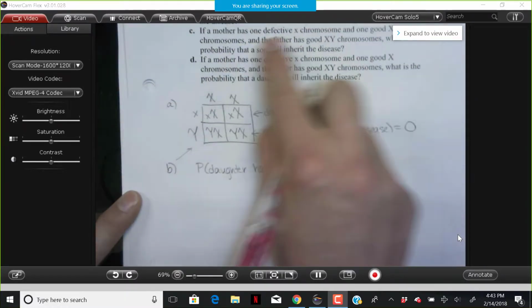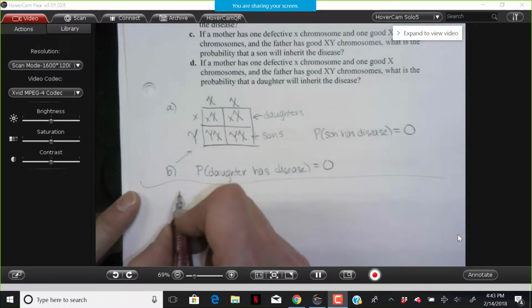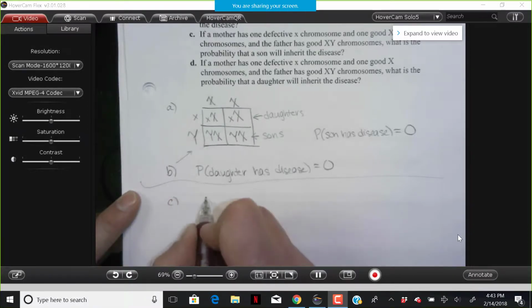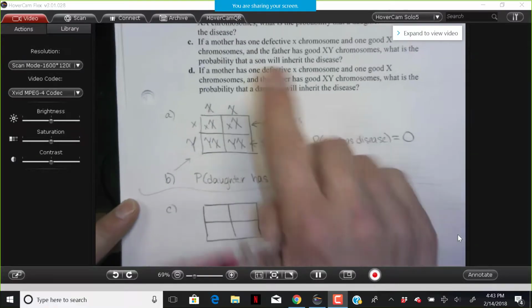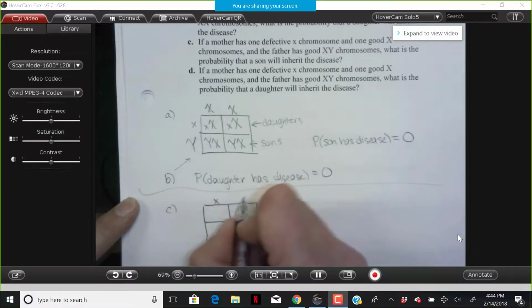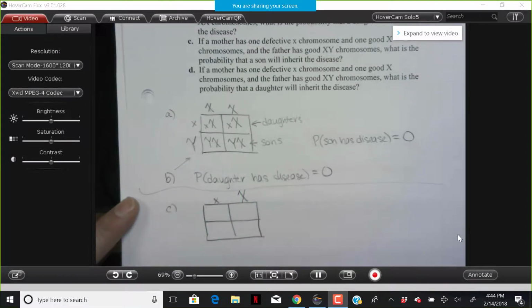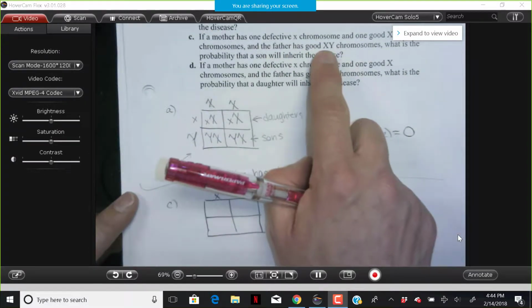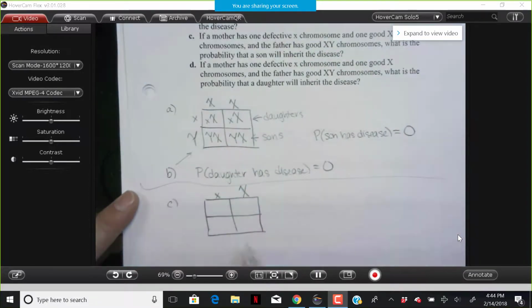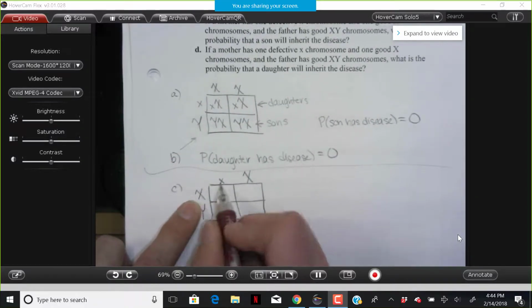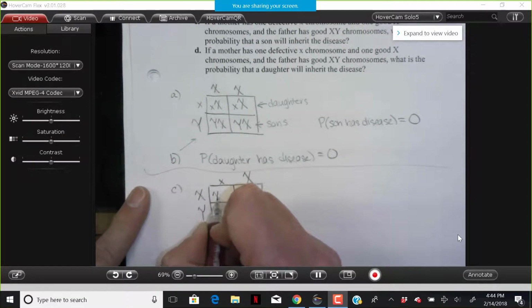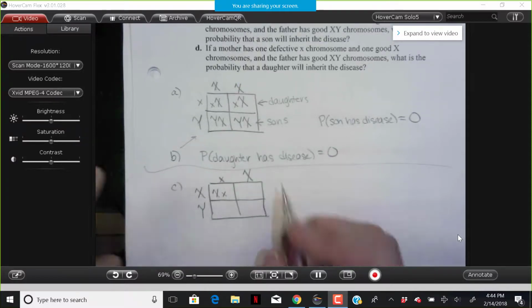Okay, so now C, they changed the scenario, so I need a new table. The mother has one defective X and one good X, and the father has a good X and a Y chromosome, which doesn't affect the disease at all. Then we want to look at the combinations. So we have a big X and a little x, and a big X and a big X.